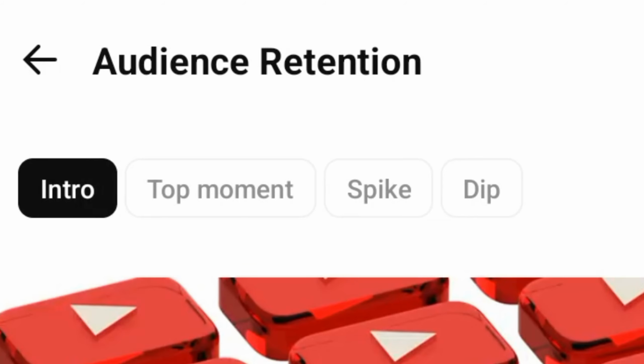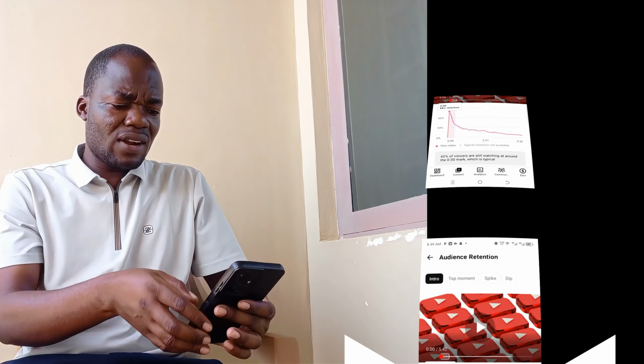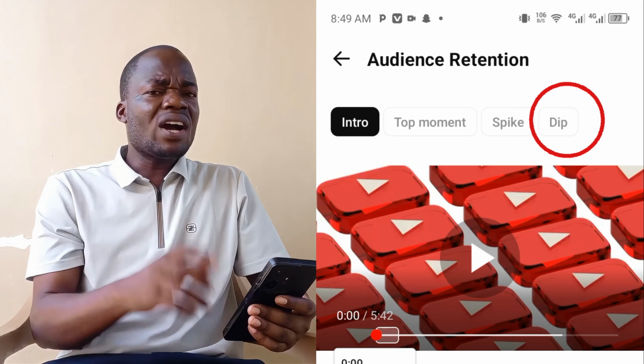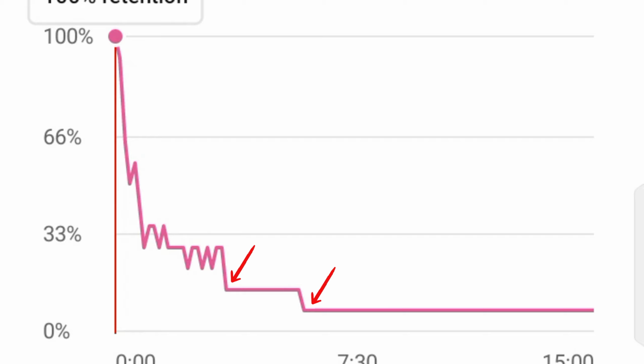Now, when you open your audience retention graph for your particular video, you'll find components called intro, top moment, spike, dip. I want us to unpack at least 2 of these components. And I want us to begin with the dip. When you look at your audience retention graph, there is a part called dip. What does dip mean? Now, let us talk about it. A dip is a point where the retention graph moves downwards. It means viewers are leaving at that point of the video.